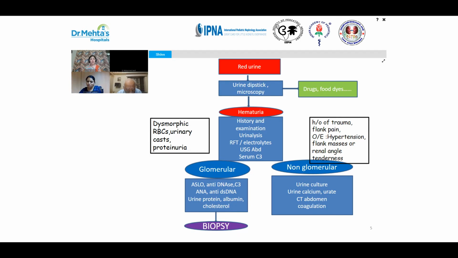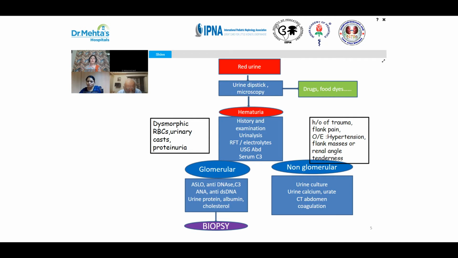So if there are glomerular causes, Dr. Hanif has already detailed quite a few investigations, but we will come to that subsequently, and we will also discuss when we need a biopsy and when we need an urgent biopsy, which is very important for the diagnosis and for the management of the child.